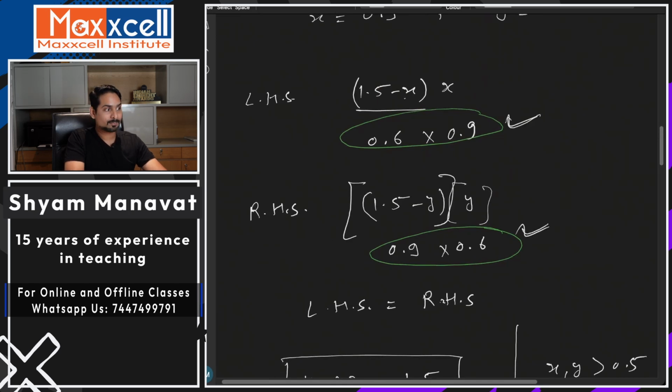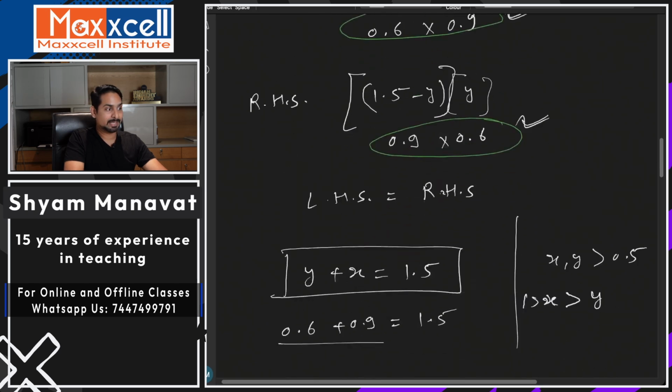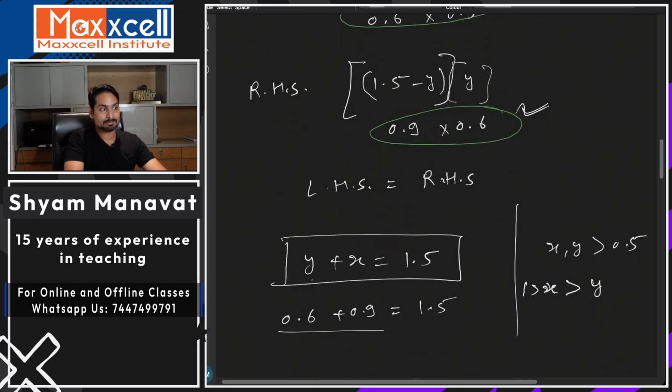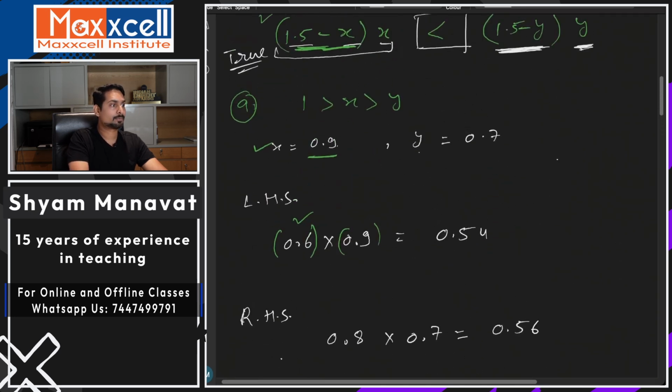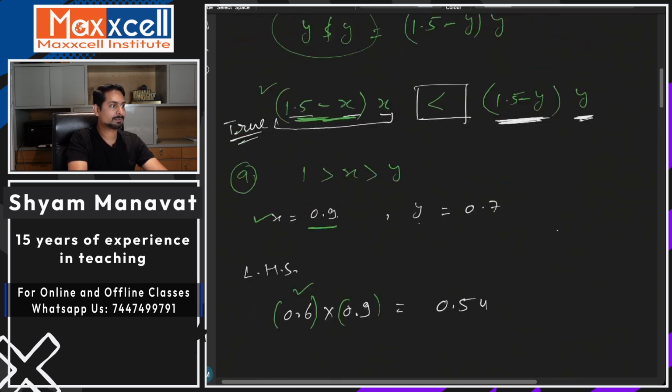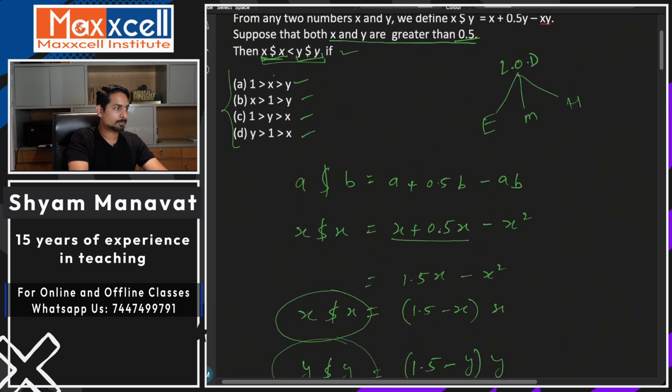Think about it. Yeah, 1.5 minus x into x. So if x and y both sum to 1.5, if we take such kind of combination, it's possible to have it, right? Okay, so that's why option number 1 is not your answer. Option number 1 is not your answer. Understood? Now try option number 2.